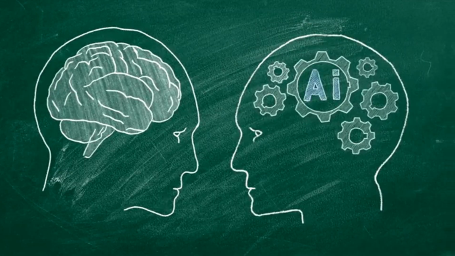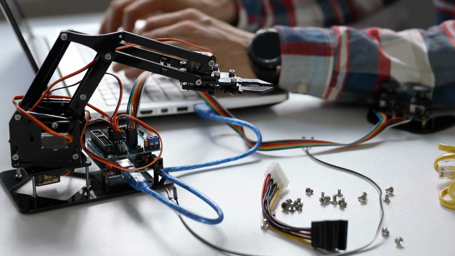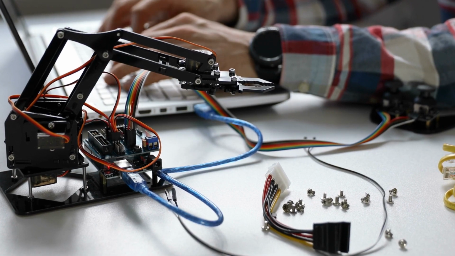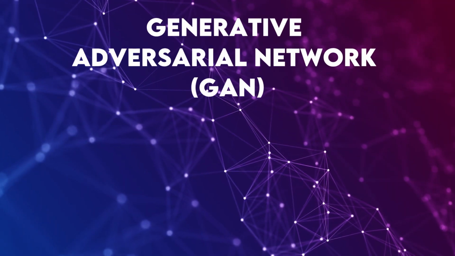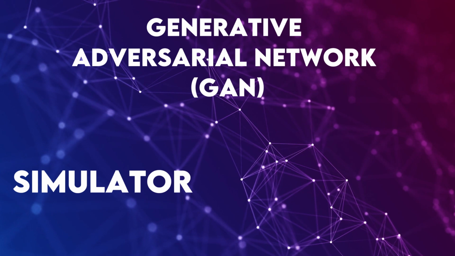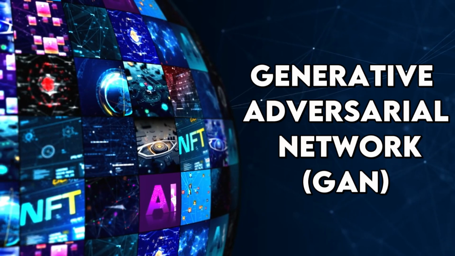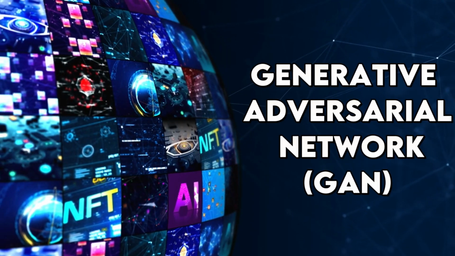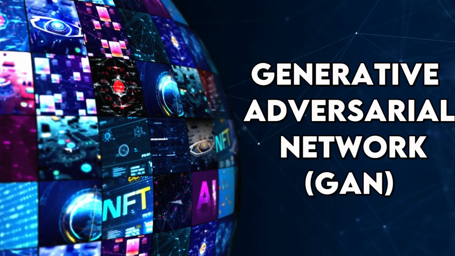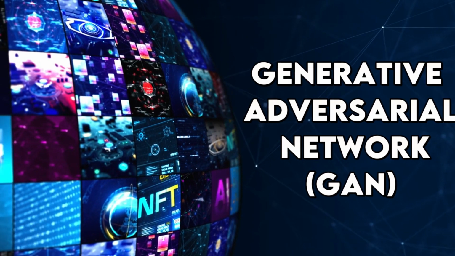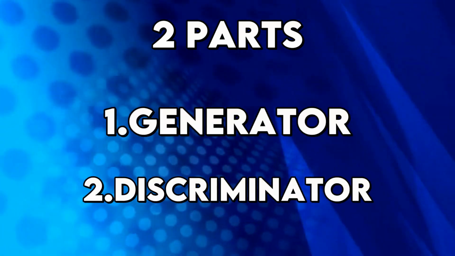The AI system that can design robots from scratch in seconds consists of three main components: a generative adversarial network, a simulator, and a controller. A GAN is a type of neural network that can generate new data or images based on existing data or images. It has two parts, a generator and a discriminator.